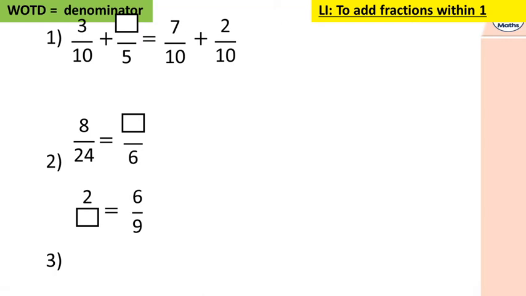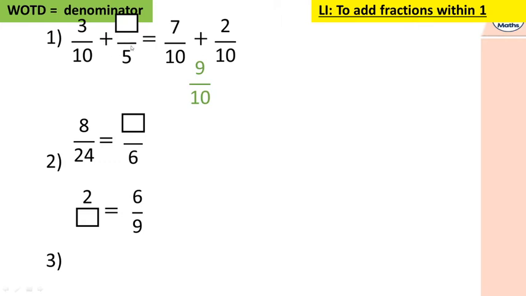Okay, so you should have paused the video and had a go at those questions. So if we look at number 1, we've got 3/10 plus something fifths equals 7/10 add 2/10. We know when we're adding fractions that the denominator stays the same if we're adding it, and we can add it because those denominators are both 10. So we do that first before we work out what's on this side. So 7 plus 2 is 9/10.